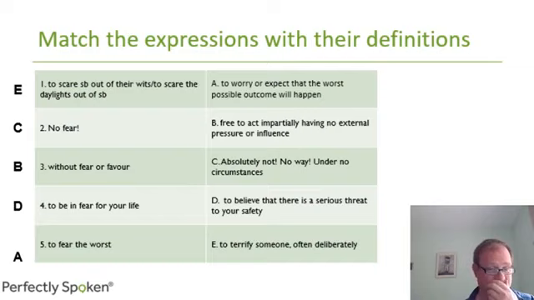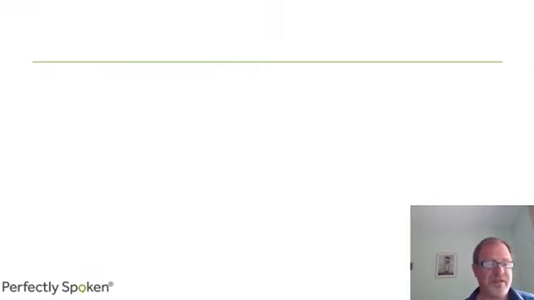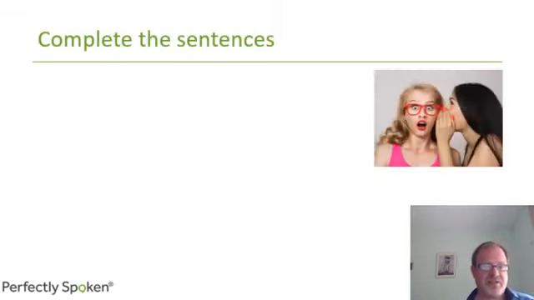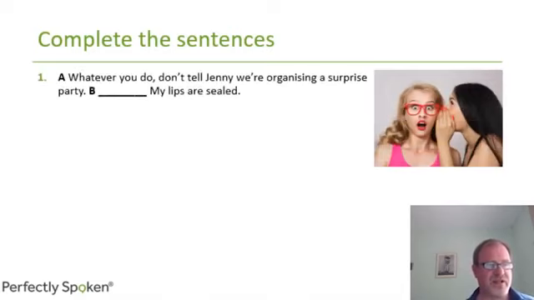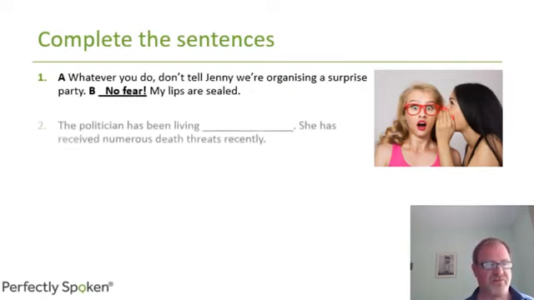Be a bit pessimistic in a way. Okay, so some examples and complete the sentences. Whatever you do, don't tell Jenny we're organising a surprise party. And B says something: my lips are sealed. I'm not going to say anything. Under no circumstances will I tell her. And the expression is, of course, no fear. My lips are sealed.